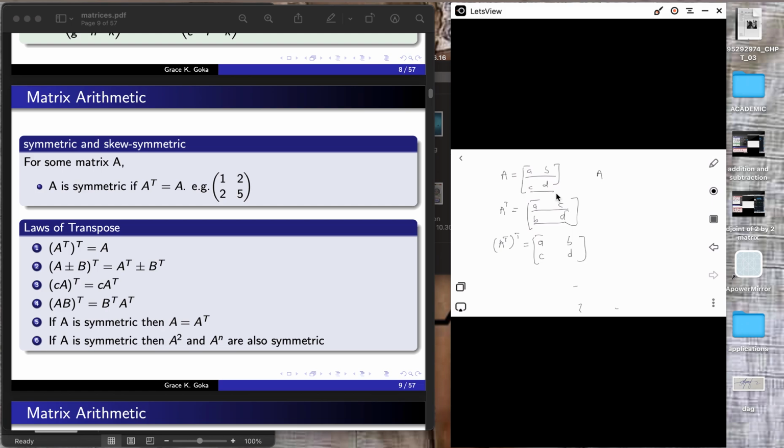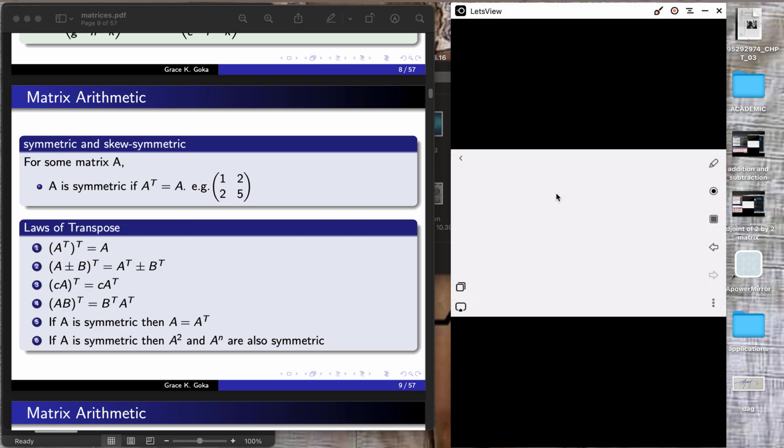Therefore, for any matrix at all, irrespective of the dimension, A transpose or transpose is always equal to A. Okay, that is one of the properties of the transpose of a matrix. If you double transpose a matrix, it takes you back to the original matrix.